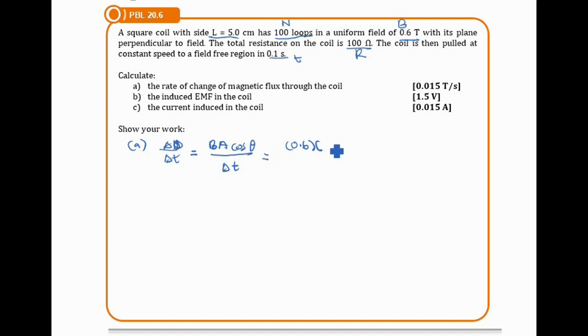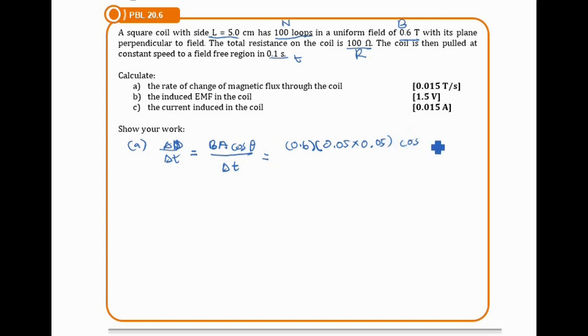times area. So area dia bagi apa? Dia bagi panjang dia adalah 5 cm. Dia adalah square coil. So maksudnya kita darab dengan 2 lah. So 0.05 times 0.05.